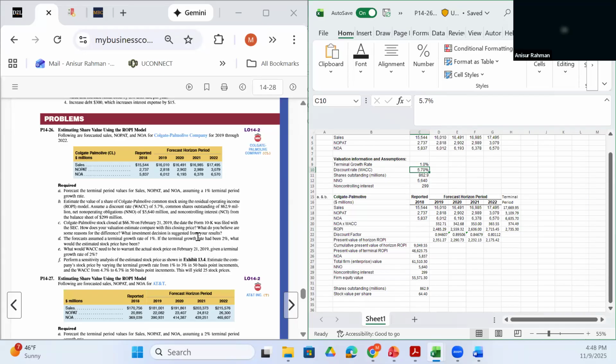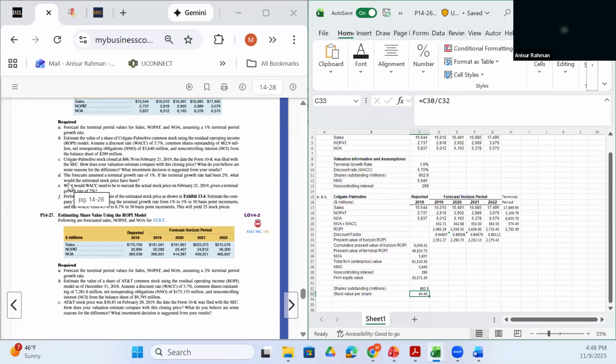What investment decision is suggested from your results? Now, if you are very confident about your analysis, about your forecasts, terminal growth rate, discount factor, then you should not invest because it is overvalued currently.